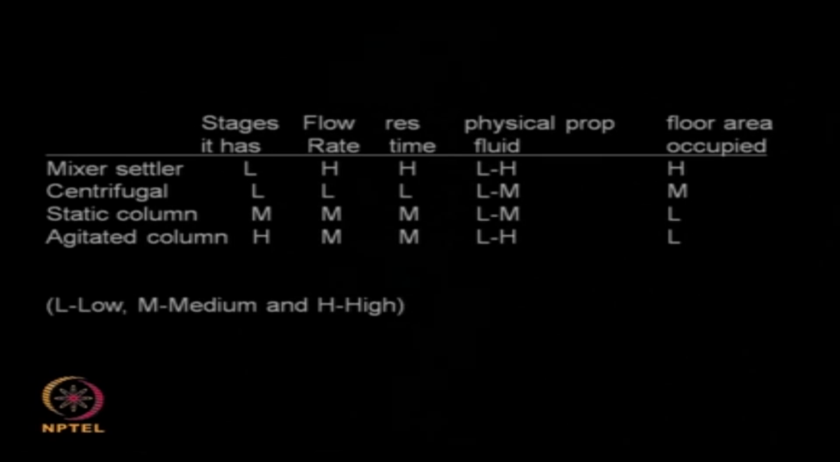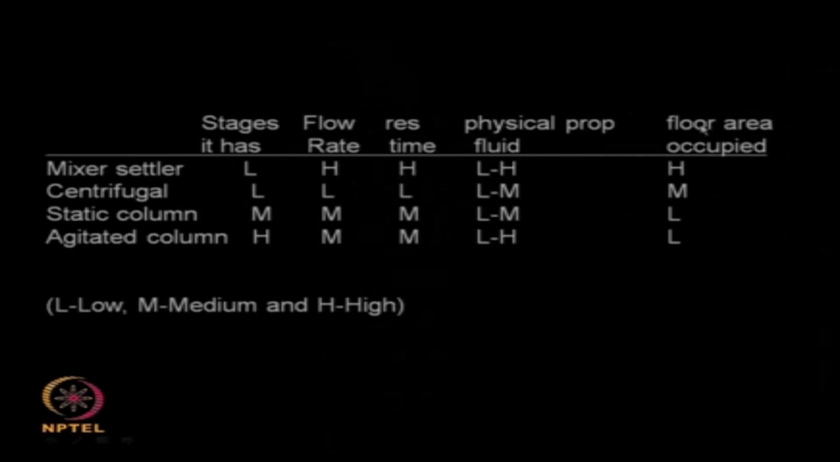Each of these designs has advantages and disadvantages. This table gives you some idea of the advantages and disadvantages of each one of them. So one important thing is the number of stages present in each one of these designs, the flow rate, that means the throughput, what is the residence time, what type of physical properties of the fluid can be used, and what is the floor area occupied.